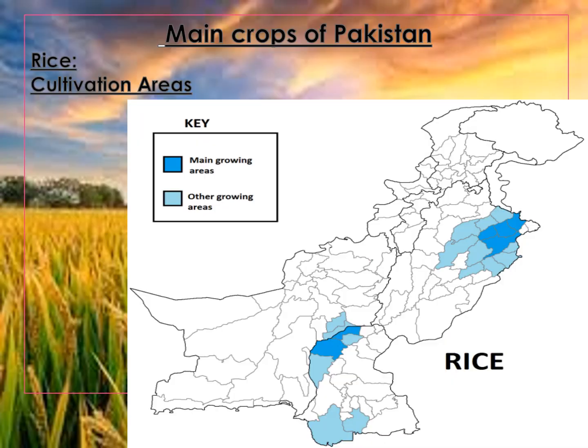Now, if we talk about the uses of the wheat crop, the wheat grains go to the domestic and international market. The grains are stored by the farmers for their needs.